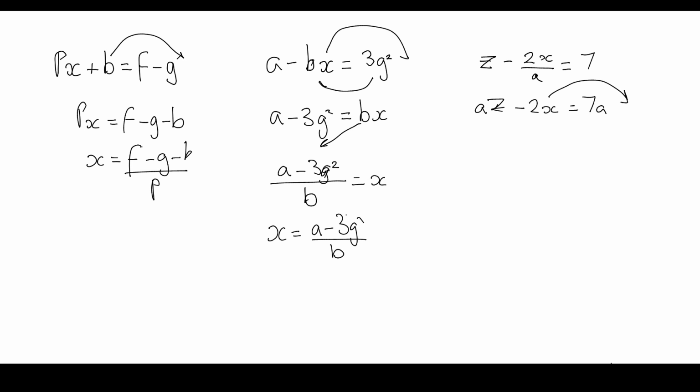So the x term is negative, so I'm going to move it to the other side. That means the 7a is coming to this side. So I get az minus 7a equals 2x. I'm now going to split off the multiplying by 2 by dividing by 2. I'm going to put the x first, save a bit of time. So x equals az minus 7a all over 2.